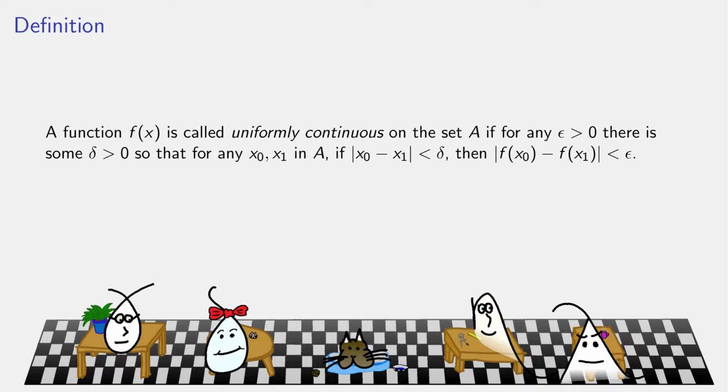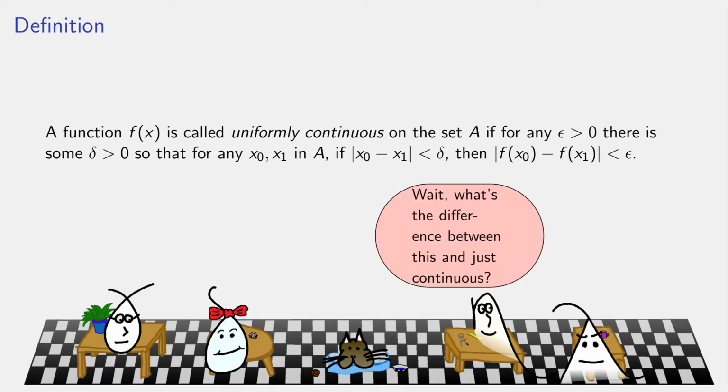A function is called uniformly continuous on the set A if, for any epsilon, there is some delta so that for any 2 points in A, if the distance between the x's is less than delta, then the distance between the corresponding f of x's is less than epsilon. Which does sound a lot like the definition of continuous, but there is a crucial difference between them.